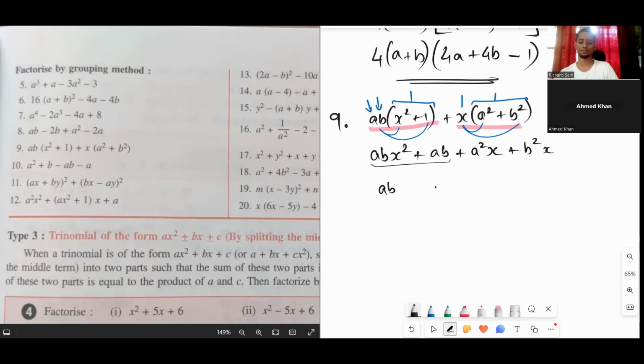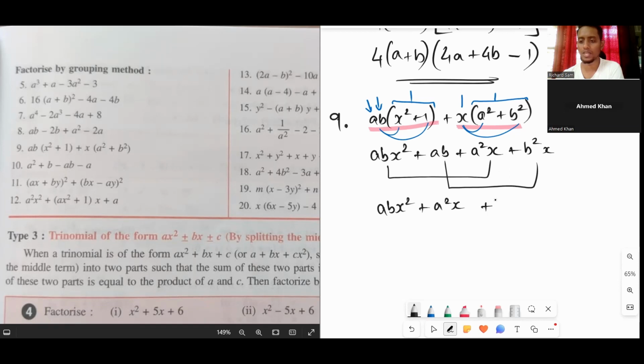Now, how do you rearrange it? How about we take first and third term, second and fourth? This you'll have to try and find out. So let's take ABX square plus A square X, and then we'll take AB with the last term B square X. Now from the first two terms, what is common? Ax. So inside the bracket we have bx plus a.